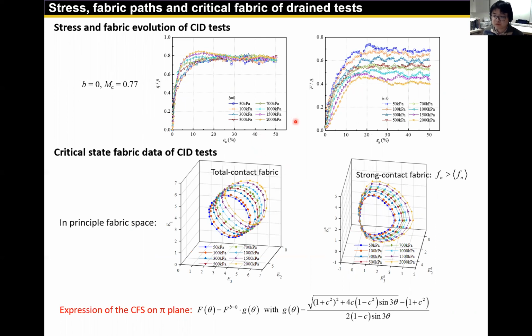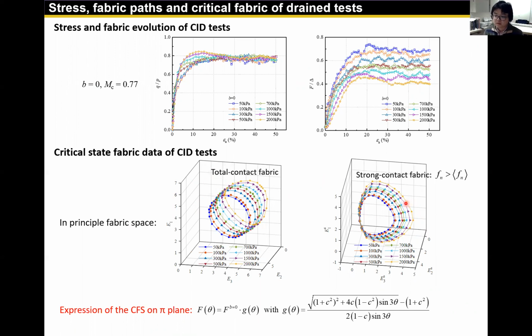A typical result for drained triaxial tests is presented. In this case, we only show an example of a compression test for briefness. It is obvious that all the specimens under different confining pressures evolve to the same critical state stress ratio, and the normalized fabric anisotropy at the critical state decays with the increase of mean effective stress. For the critical state fabric data, it shows there is a surface in the principal fabric space. The left figure is total contact fabric space, and the right figure is strong contact fabric space.